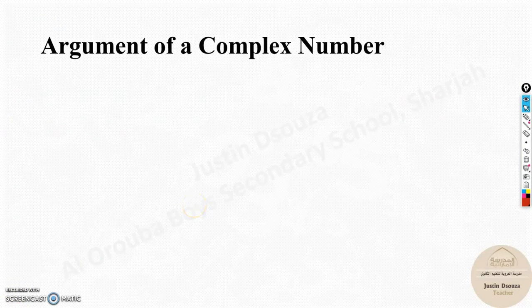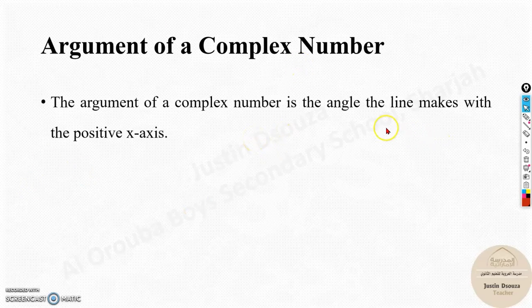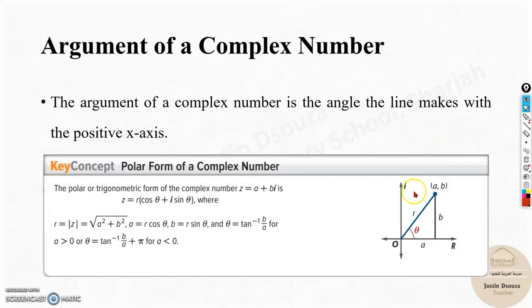We will now learn about the argument of a complex number. Argument means the angle that is created with the positive x-axis. Now, you can see over here, this is the angle theta, right? With the real axis or x-axis, that is the argument. Okay? So the argument of a complex number is always the angle theta.